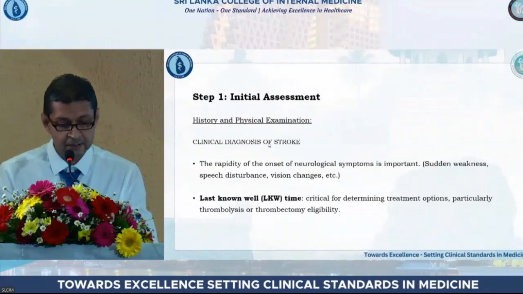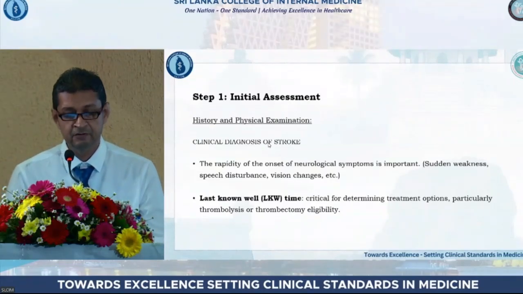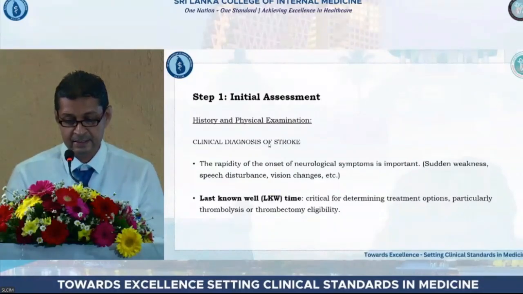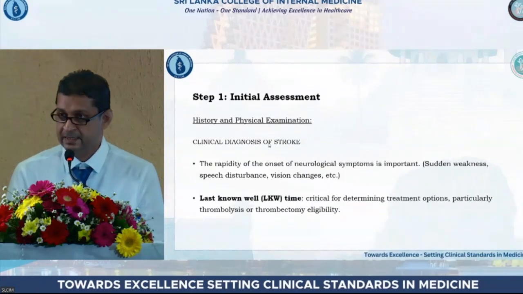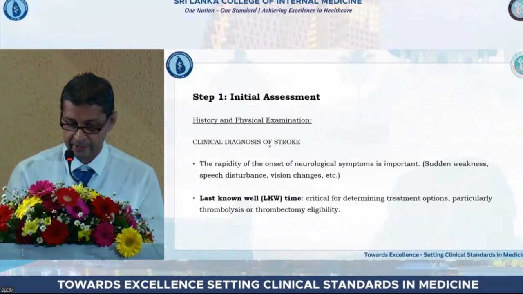The next important thing is the time of onset of neurological symptoms. Knowing the last known well time is critical for determining the treatment options, particularly deciding on thrombolysis and thrombectomy eligibility.